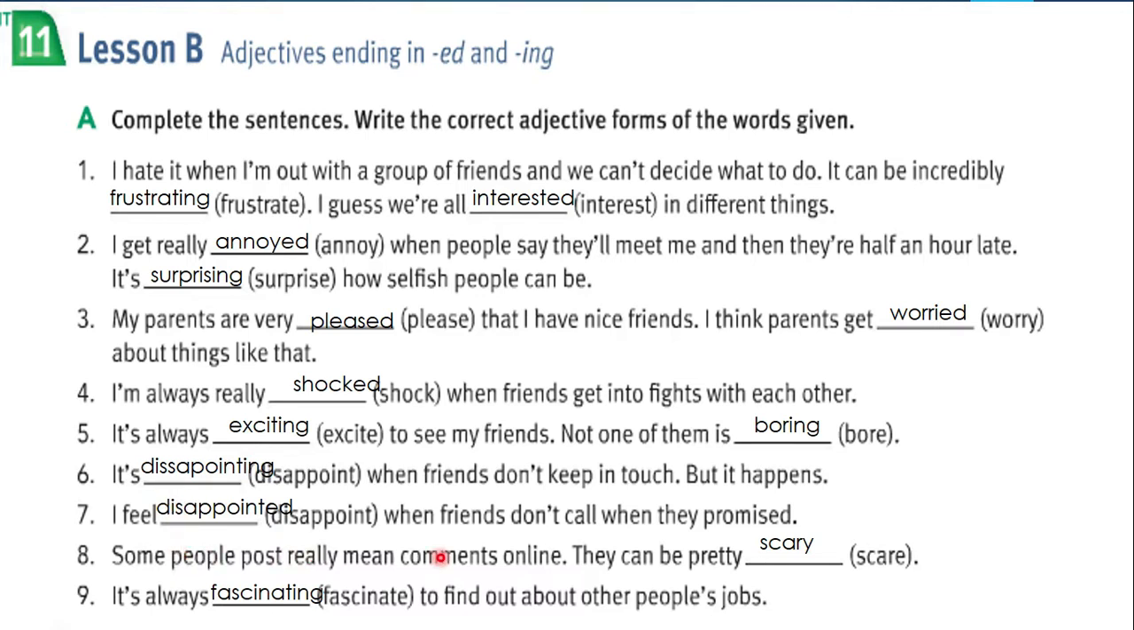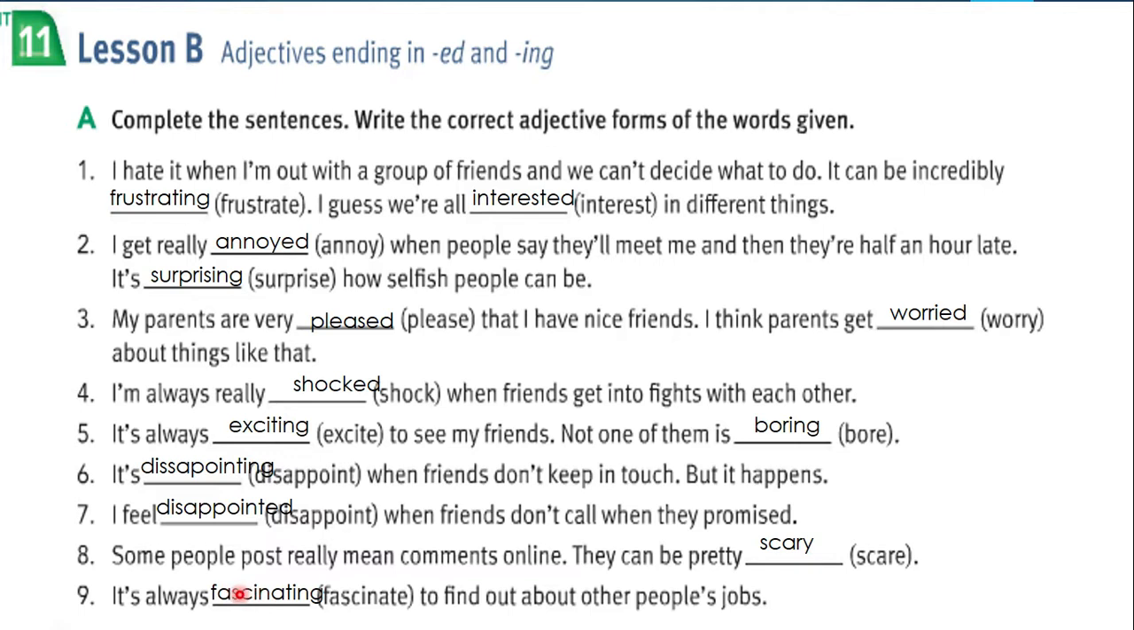Number 8, some people post really mean comments online. They can be pretty scary. What is it describing when it says scary? Scary, they are describing the comments, ¿ya? Los comentarios pueden ser un poco miedosos, scary, ¿ya? It is always fascinating to find out about other people's jobs.